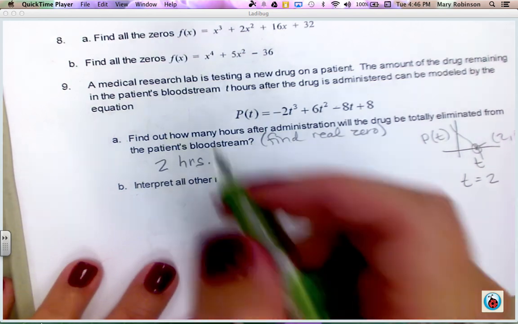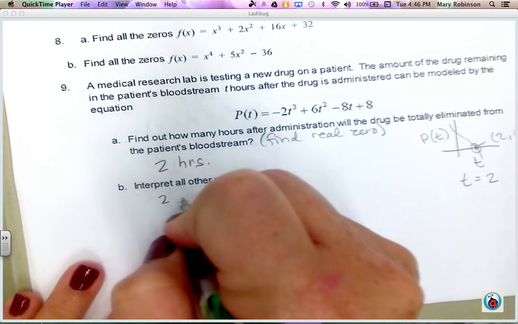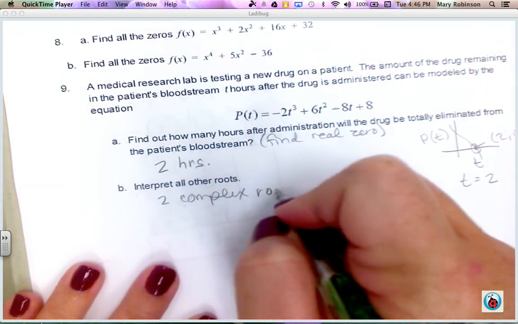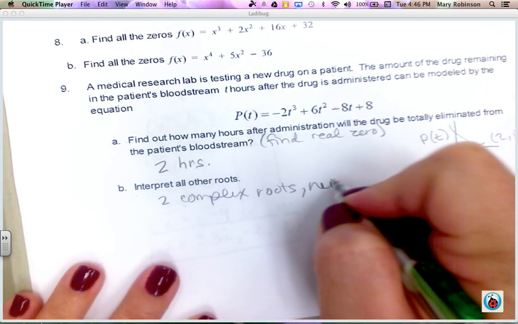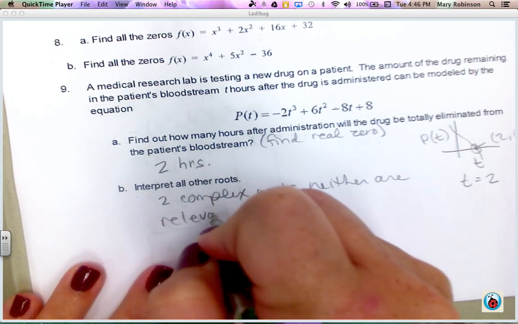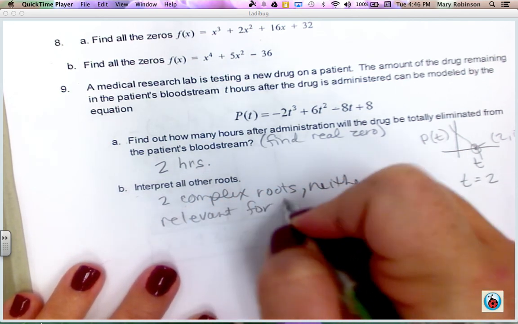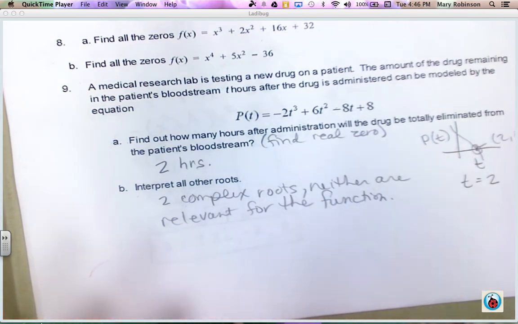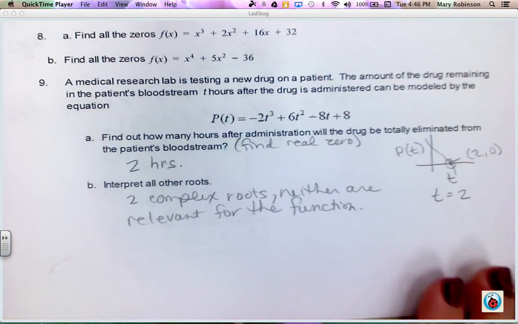So just simply state that for the other roots, it has 2 complex roots, but that neither are relevant for the function. Okay, 2 complex roots, neither are relevant for the function.